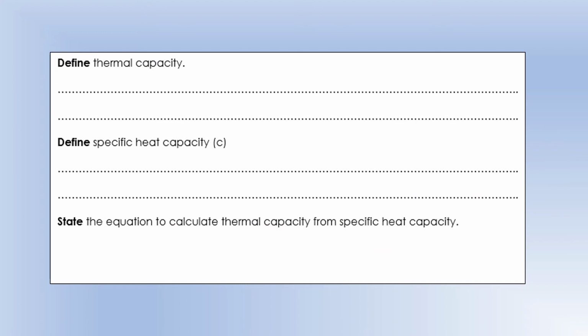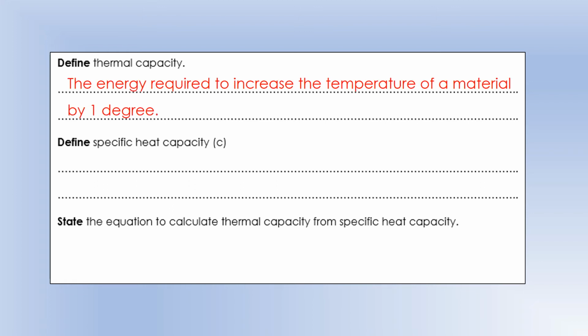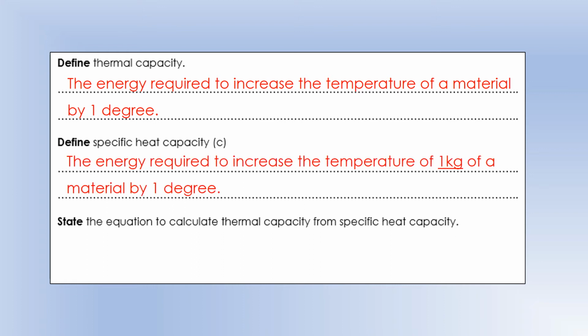So to model temperature changes, we use terms like specific heat capacity and thermal capacity. Thermal capacity is the energy required to increase the temperature of a material by 1 degree. Specific heat capacity is the energy required to increase 1 kilogram by 1 degree. Specific usually means per kilogram in any situation. So the equation that links the two is that thermal capacity can be calculated if you know the mass of something and the specific heat capacity.